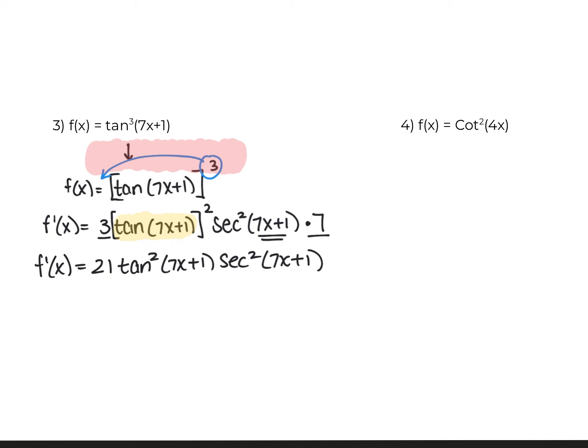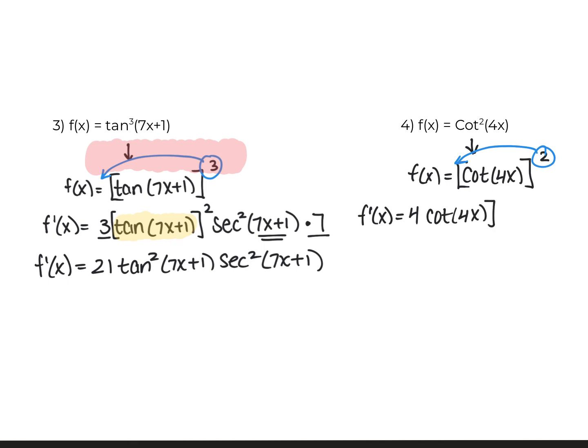Okay, last but not least is number 4. So we want to first rewrite this because I have another cotangent squared. So we're going to say f of x is cotangent of 4x, this whole thing squared. So again, we have to recognize that this is a chain rule. So we're going to bring the 2, drop it in front. So we've got f prime of x is 4 times cotangent of 4x, drop the power down by 1, and now we have to take the derivative of the inside.